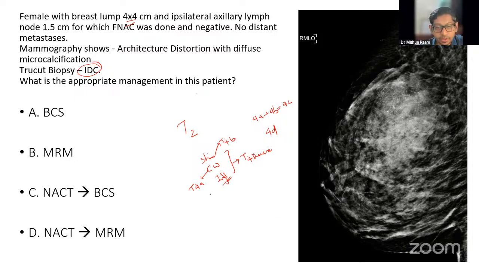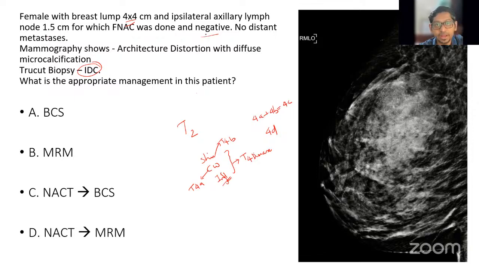So remember, up to and including 2 centimeters is T1, up to and including 5 centimeters is T2, more than 5 centimeters is T3, and T4 disease has these three things: skin involvement, chest wall, and inflammatory carcinoma. So this here is a 4 centimeter tumor. There is no information given here about skin involvement or chest wall involvement. So we are assuming that this is T4B. Now, an ipsilateral axillary lymph node is there, measuring about 1.5 centimeters.